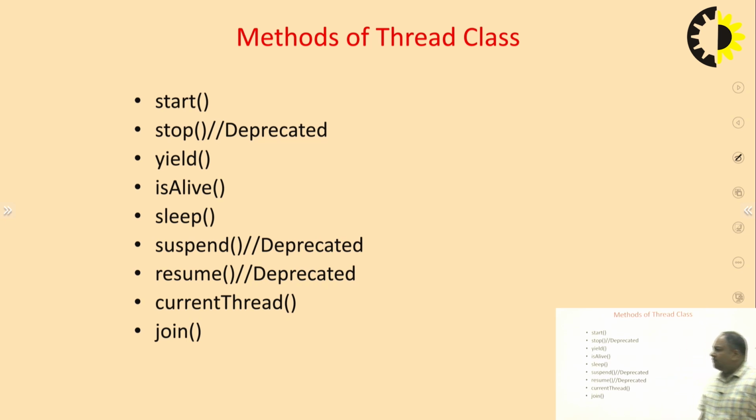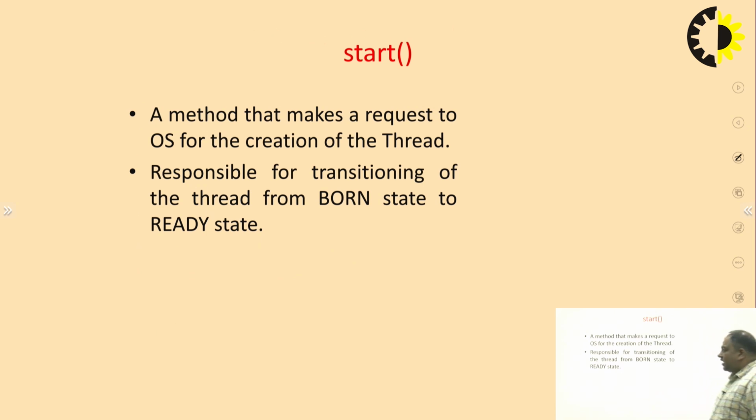What are the methods of the thread class? The methods of thread class are start, stop, yield, is alive, sleep, suspend, resume, current thread, and join. All this I will explain one by one. What is the start method? Start method is the method that makes the request to an operating system for the creation of the thread and is responsible for the transitioning of the thread from born state to a ready state.